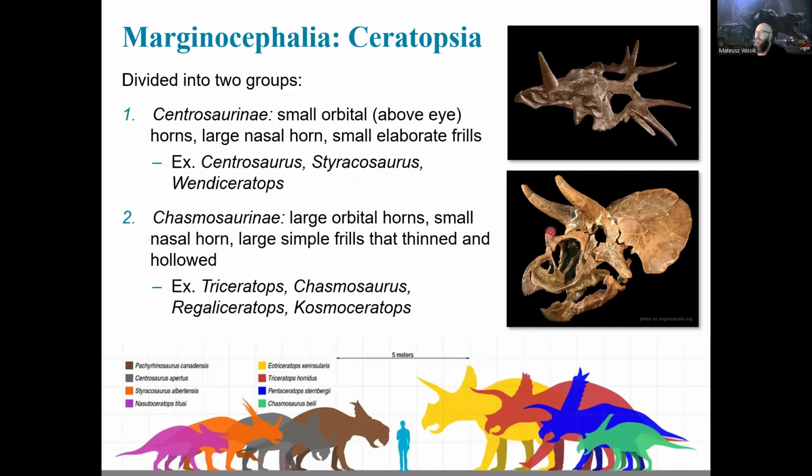In the chasmosaurians, they will actually do the opposite. Generally, they will have a smaller nasal horn and really large brow horns, these orbital horns. Their frill might still be pretty big, but it might be a bit more boring. So not as many spikes, not as many decorations as we would see in a centrosaurian.